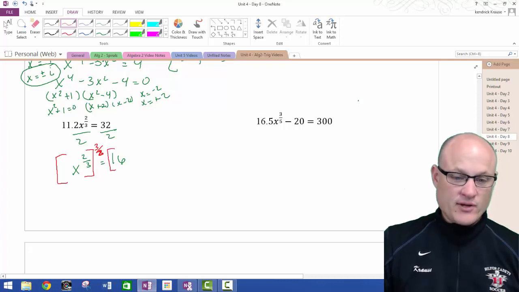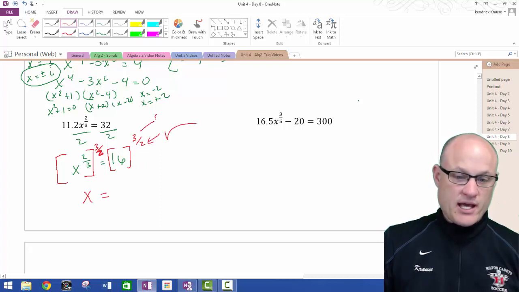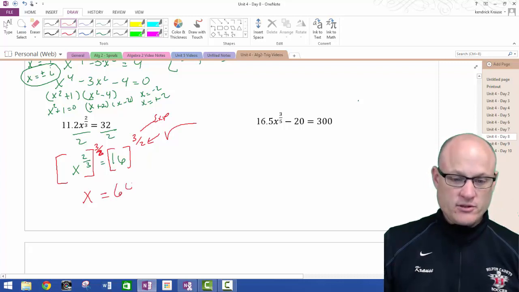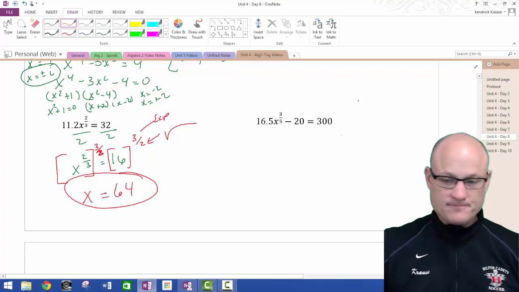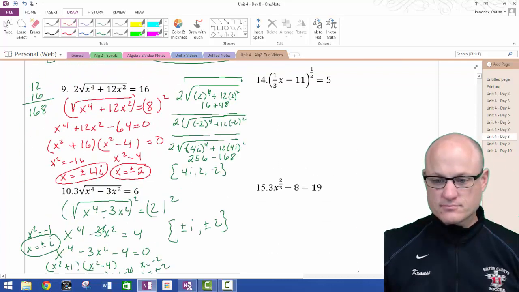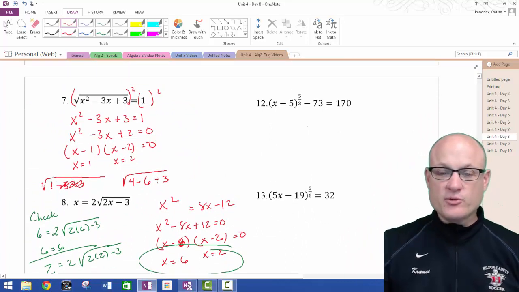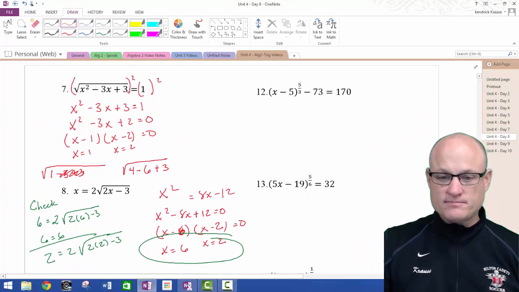You're going to raise both sides to the reciprocal, 3/2. Now, you can either do this on the calculator if you choose, or you can remember that the denominator is the root, and this is the exponent. So if I take the square root of 16, I get 4, and 4 cubed is 64. And that would be your answer for that one. And yes, you should check these, but I'm going to assume that you can do that in your calculator, and we're going to move on.